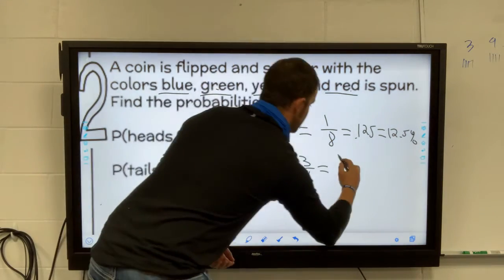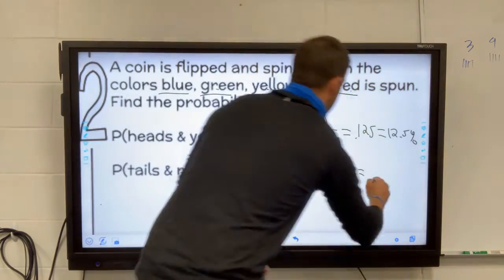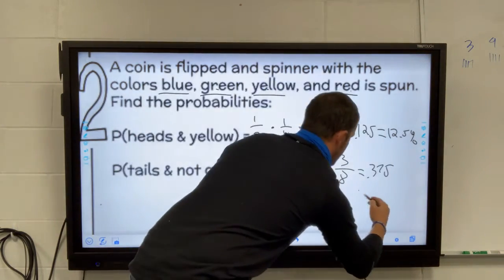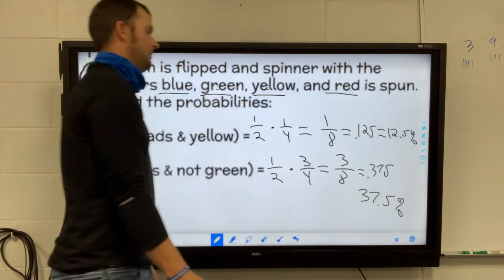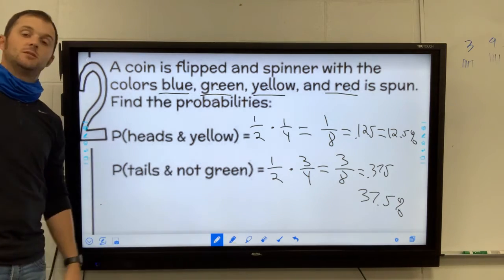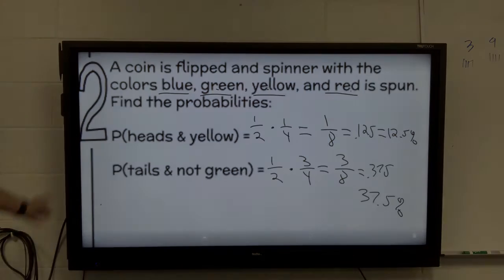So 1 times 3 is 3. 2 times 4 is 8. It's gonna be 0.375. 2 decimal places over is gonna round to 37.5%, ladies and gentlemen. So there's a 37.5% chance that that combination is gonna happen, okay? Look at example number 3.